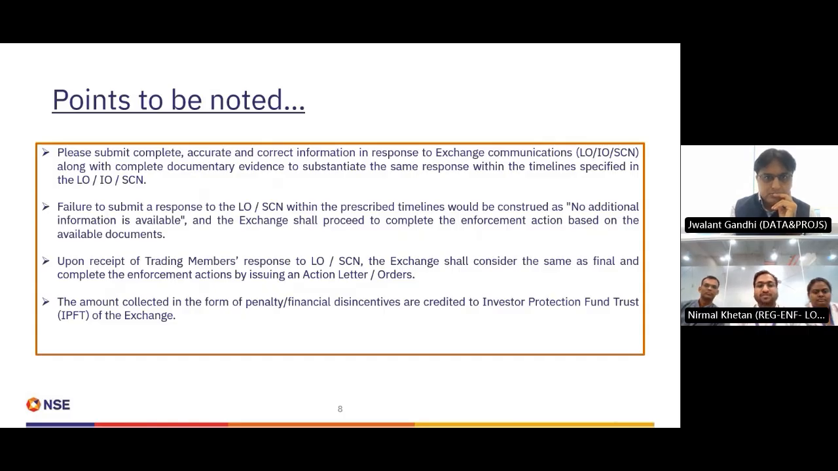And also, please note that every amount of penalty and financial disincentives collected through the trading members is being credited to the IPFT of the exchange.